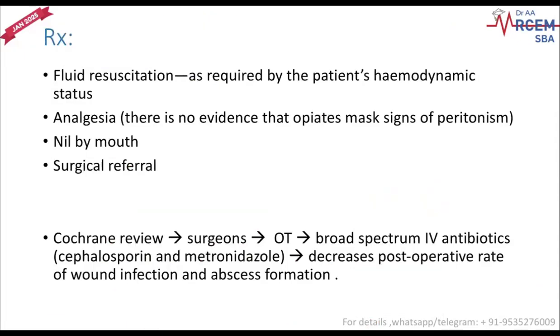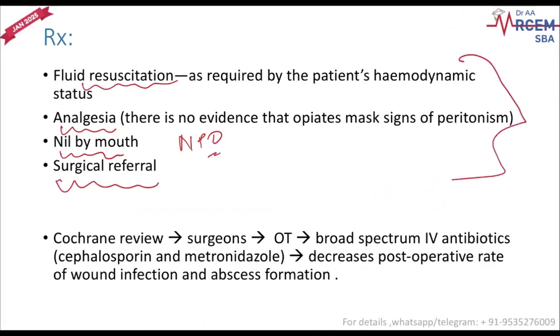What do we do in the emergency department when you are suspecting appendicitis? If the patient is hemodynamically unstable, then fluid resuscitation might be required. He usually presents with pain, so you'll be giving some amount of analgesia. You're planning for a surgery, so it is best you keep the patient nil per oral, NPO. Then you'll be involving the surgeons.